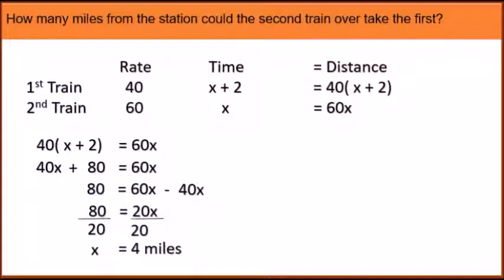Paano matatanggal yung 20? Divide both sides by 20. I-divide mo ito by 20. Divide mo ito by 20. 80 divided by 20, 4. So, ang sagot natin is 4 miles. Okay? Ang sagot, how many miles from the station could the second train overtake the first? 4 miles.